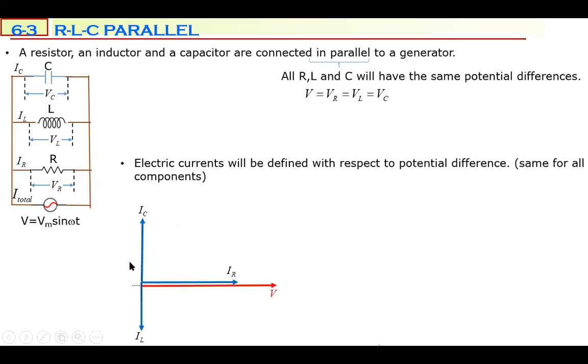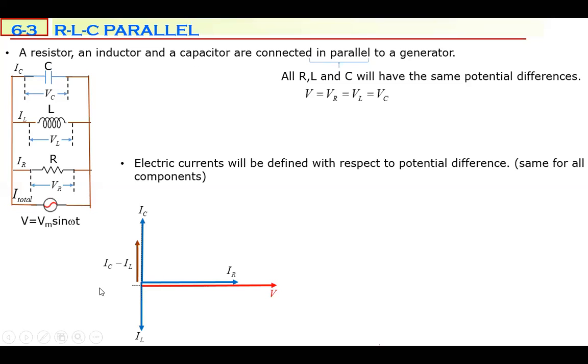What is the angle between these two vectors? What is the angle? Somebody tell me. 180. Yes, it's a ministry exam question. They asked this last year, I think. Which of the following two quantities have an angle of 180, opposite in direction? IC and IL. They are opposite in direction. Phase angle difference is 180.